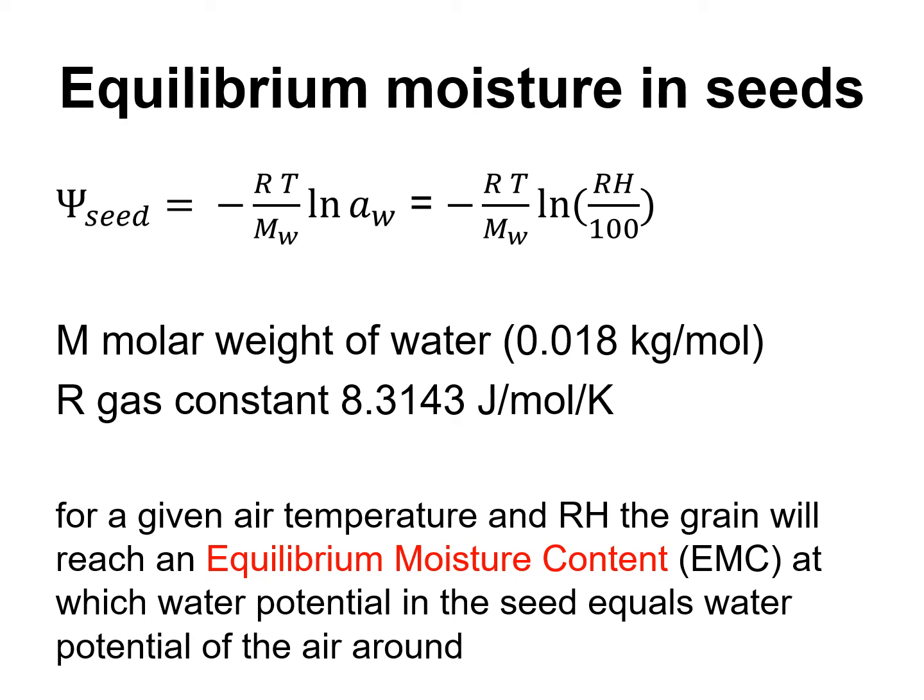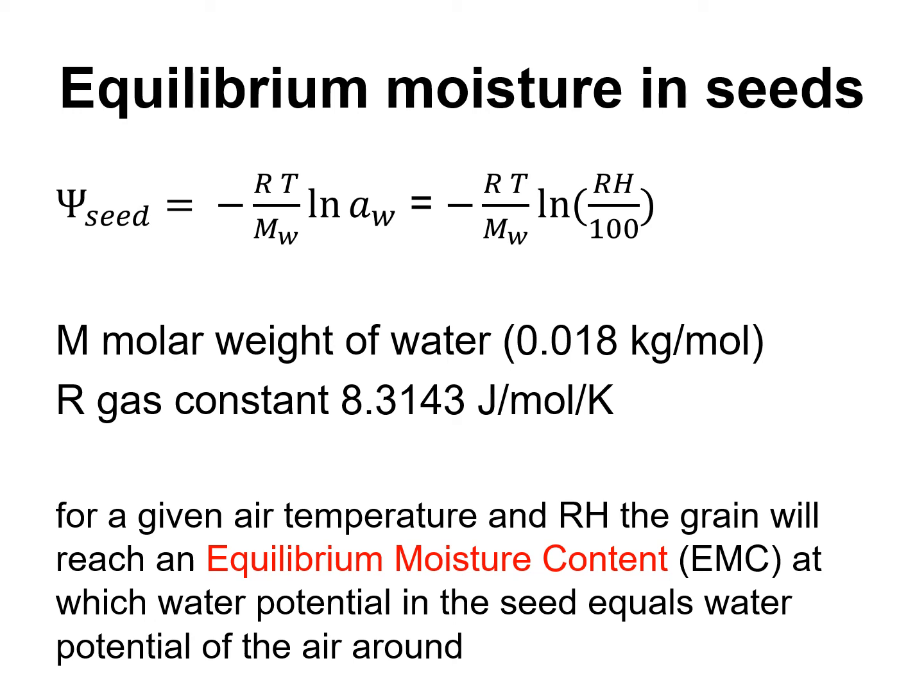To determine the optimum water content of the seed, we can use the so-called equilibrium moisture curves that represent the equilibrium between the water content in the seed and the relative humidity of the air around the seed in storage. To do that, we can apply this equation that shows the relationship between the water potential in the seed and the water activity in the air surrounding the seed. In the case of equilibrium, the water potential of the seed will be equal to minus RT divided by M multiplied by the logarithm of the relative humidity. In that equation, M is the molecular weight of water, R is the gas constant, and T is temperature.